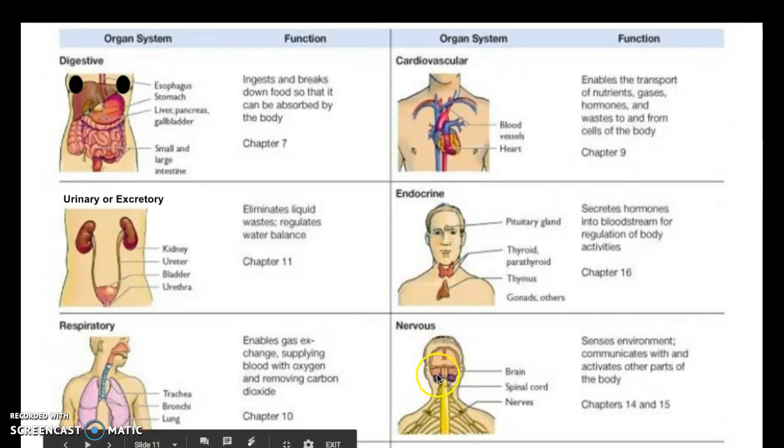Your eyes are sending signals from the environment, your ears, your nose, but the brain is receiving those signals and interpreting them and then telling the body how to react. You also have a spinal cord and, of course, all those nerves spread throughout your whole body.